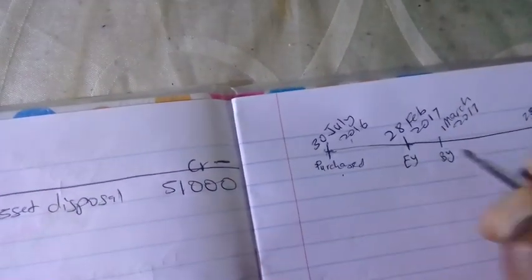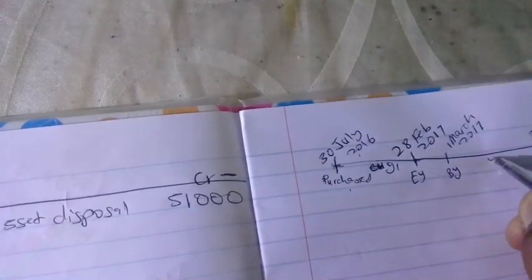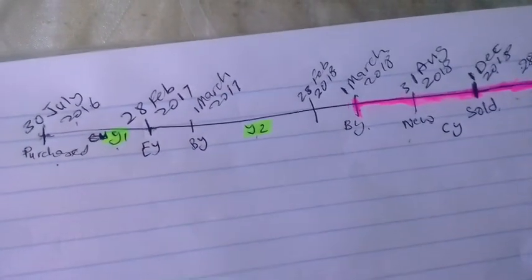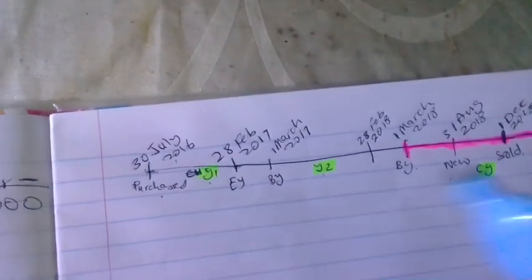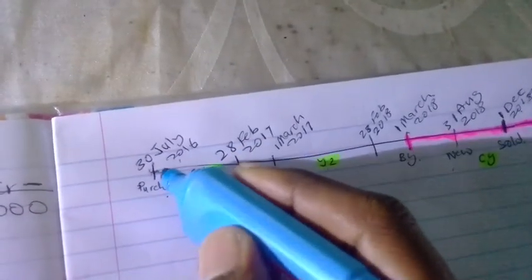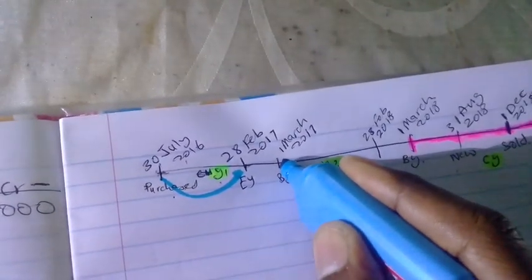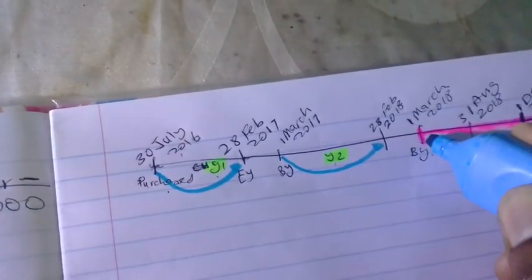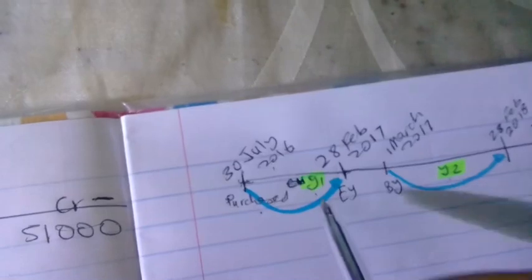So now we have year 1, year 2, and our current year. Let's start by calculating the total number of months which this sold asset has spent inside the business. It was purchased on 30 July 2016. So during year 1 it spent a certain number of months, during the following year another number, and during the current year it was in the business from 1 March 2018 until 1 December 2018. So you have to calculate how many months this asset spent inside the business.